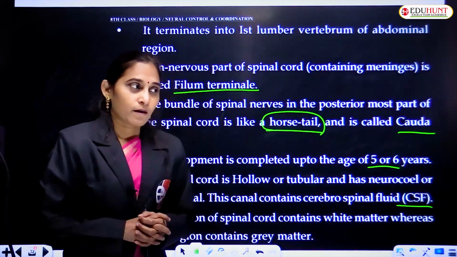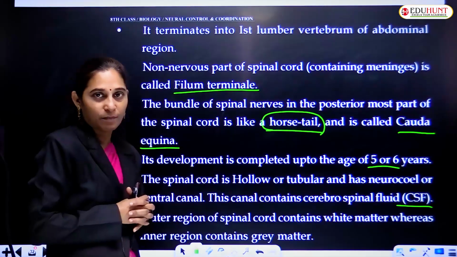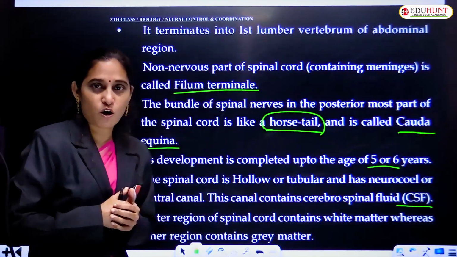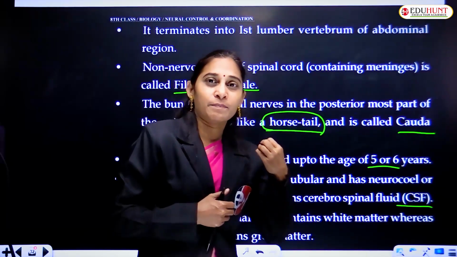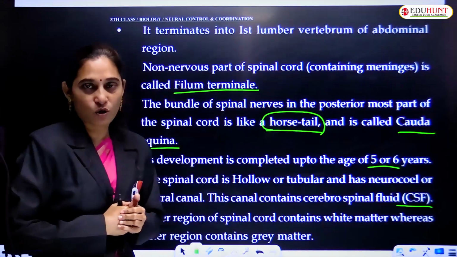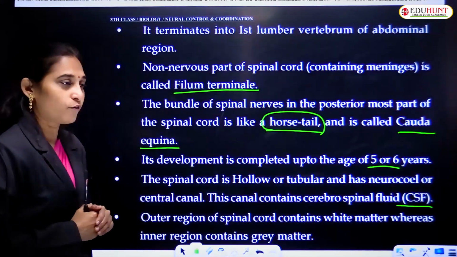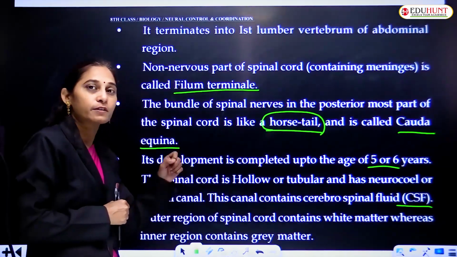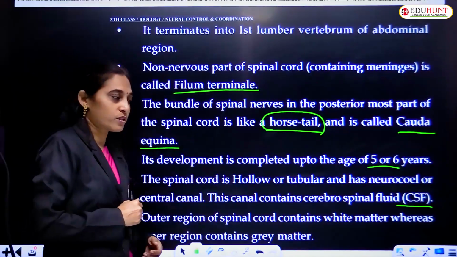All the ventricles are filled with the cerebrospinal fluid, which acts as a shock absorber and gives nourishment, and at the same time removes waste. So these are the functions of cerebrospinal fluid, and that cerebrospinal fluid is also present in the neural canal, or the central canal, or the neurocele.